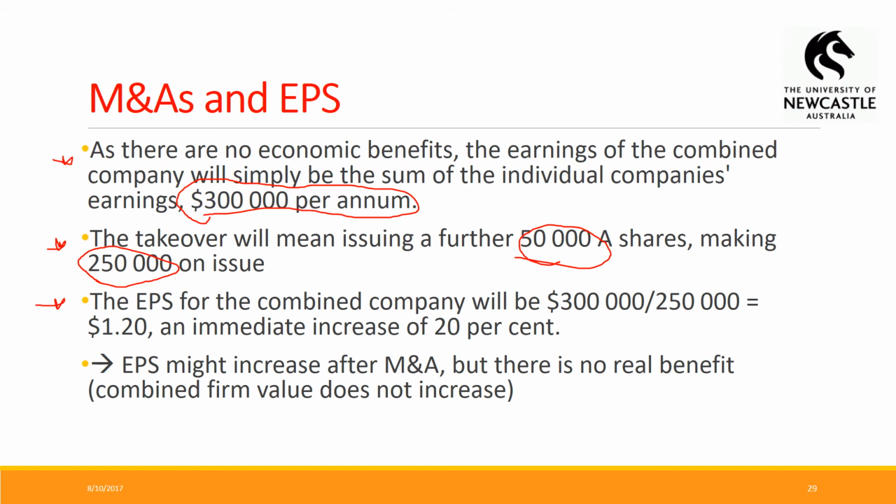The earnings per share for the combined company is simply the total earnings divided by the number of shares, right? So in this case, we have an immediate increase in the earnings per share of 20% without an increase in value, right? So this exercise shows us that the earnings per share might increase after an M&A transaction without necessarily an increase in the synergy benefits, right? Or an increase in the total firm value. Okay.